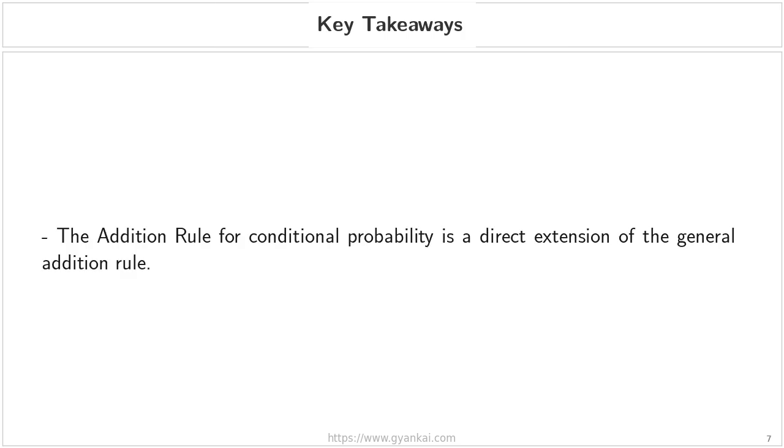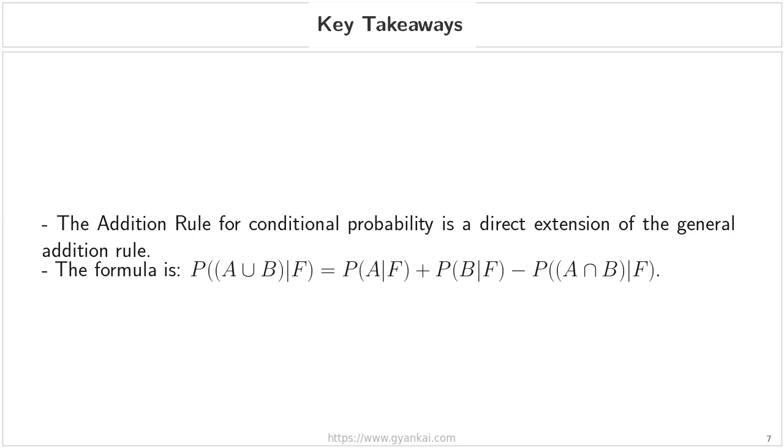Key takeaways. First, it is important to remember that the addition rule for conditional probability isn't a brand new concept you have to memorize from scratch. Rather, it is a direct extension of the general addition rule we discussed earlier in the lesson. The formula itself remains structurally the same. The probability of A union B, given F, equals the probability of A given F, plus the probability of B given F, minus the probability of A intersection B, given F.